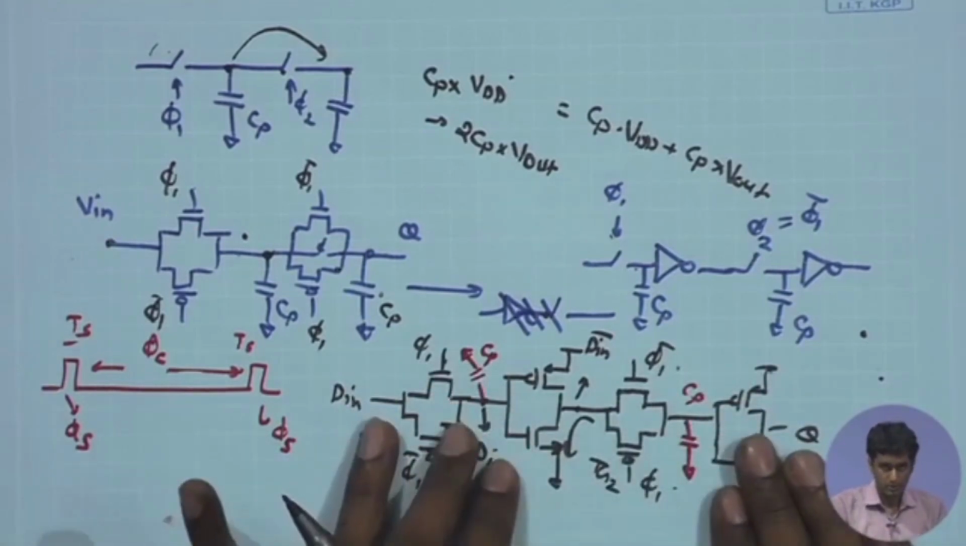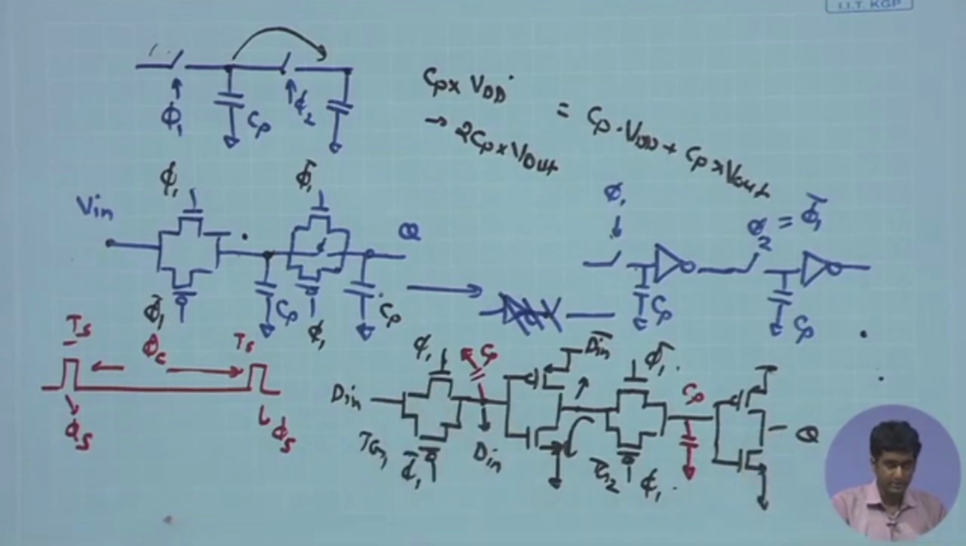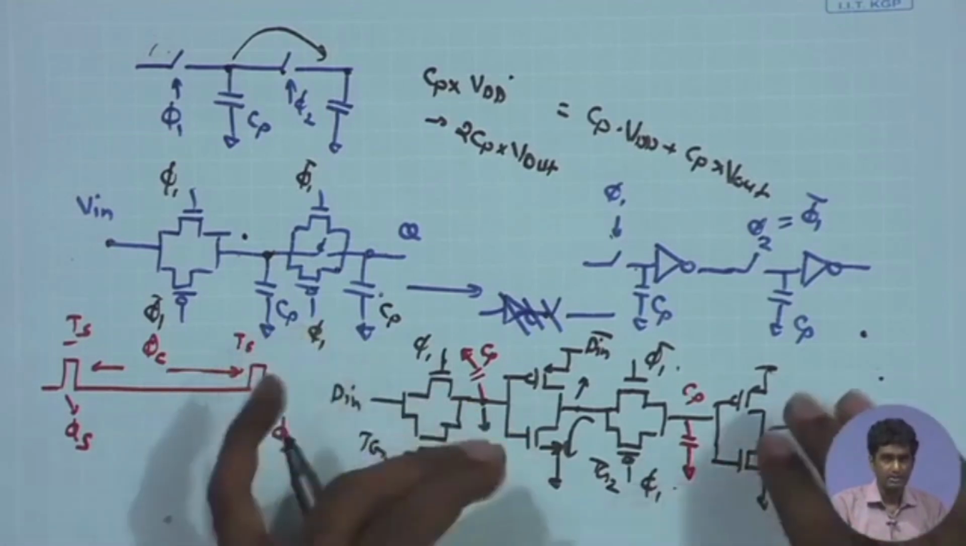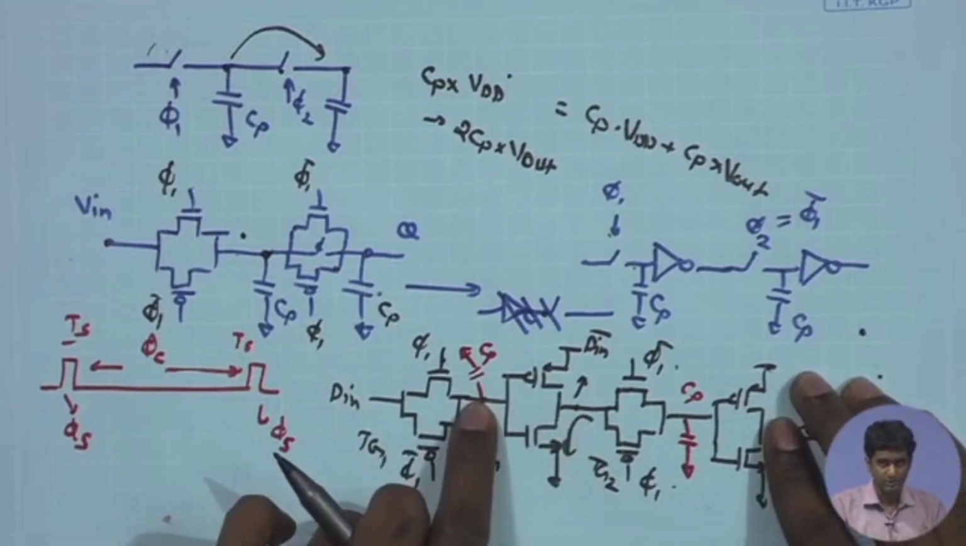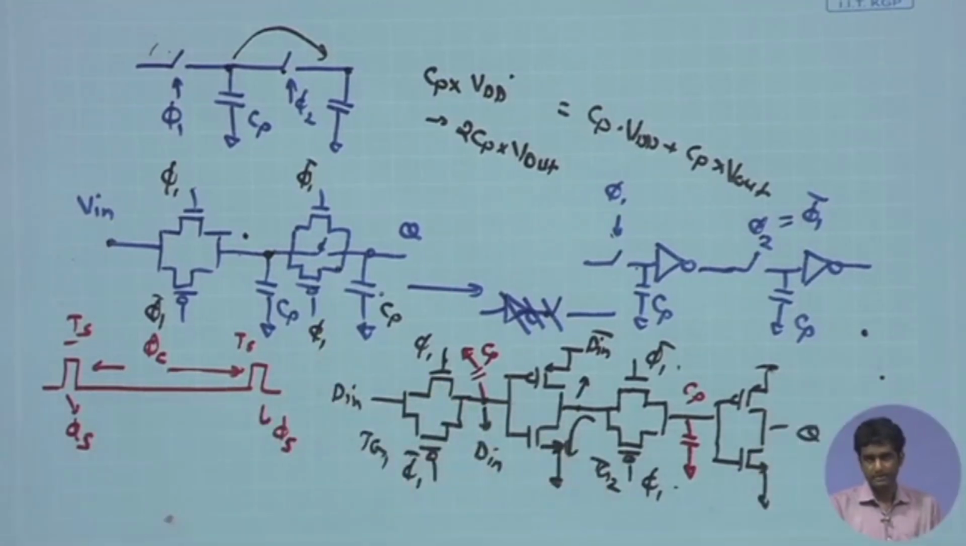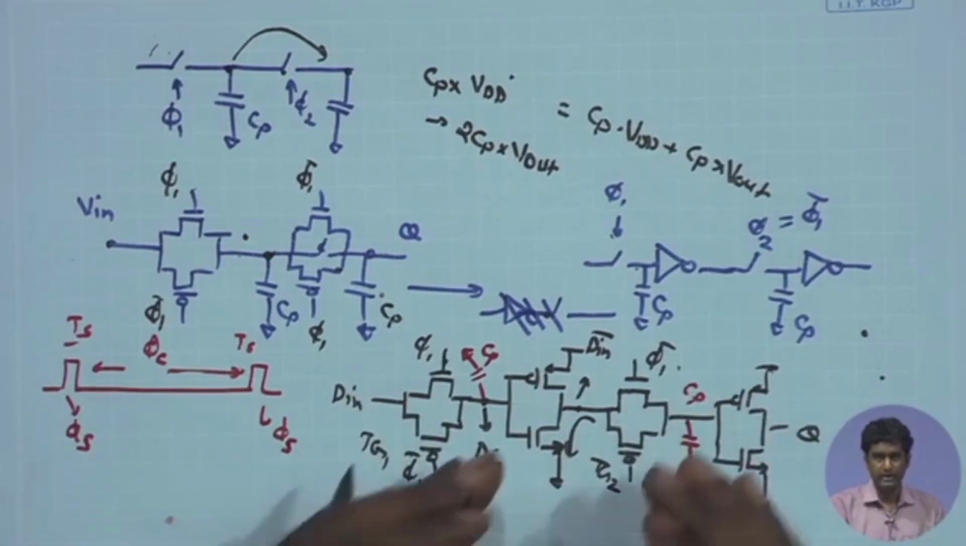Rather, we would go for a system where we can have a storage mechanism inbuilt, and we can have some mechanism through which we can ensure the retention of this logic state independent of this parasitic capacitance value. And there we utilize the concept of positive feedback in this circuit.